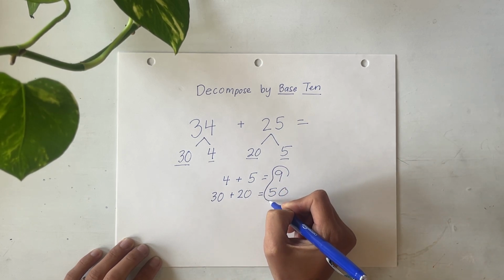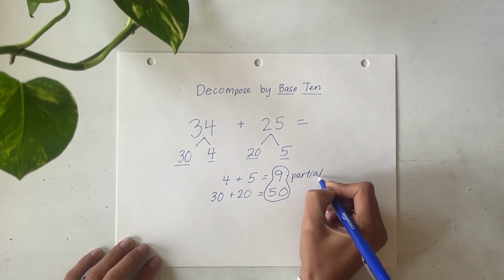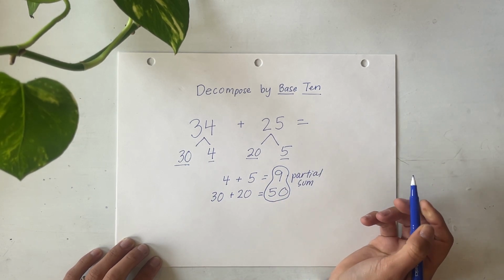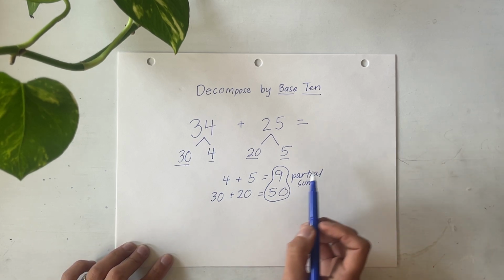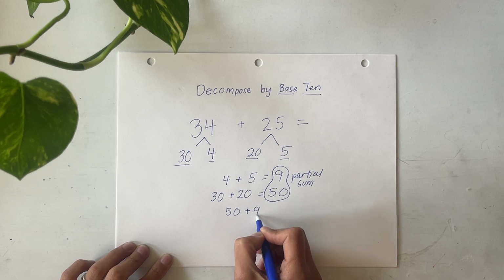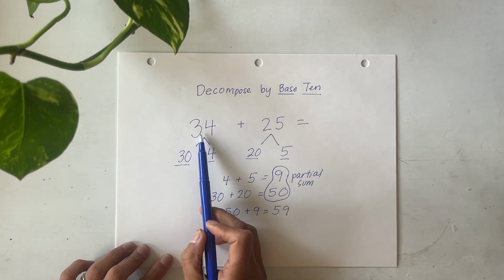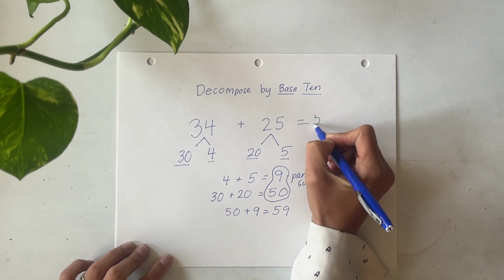These are called our partial sums. They're part of the total, but they're not our whole total. So we're going to take these two and we are going to add them to get our final answer. Therefore, 34 plus 25 is 59.